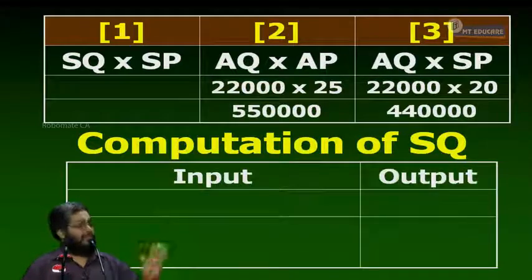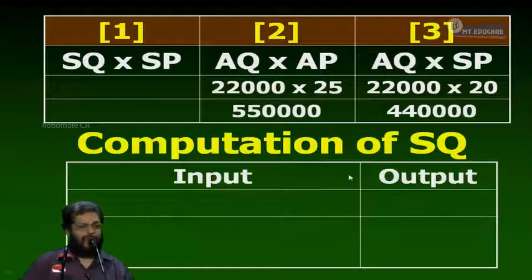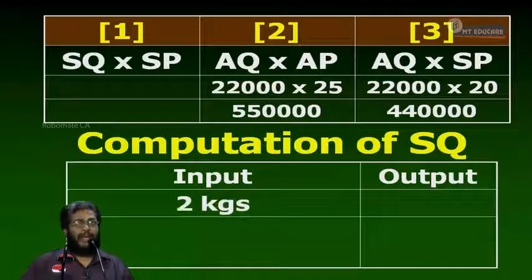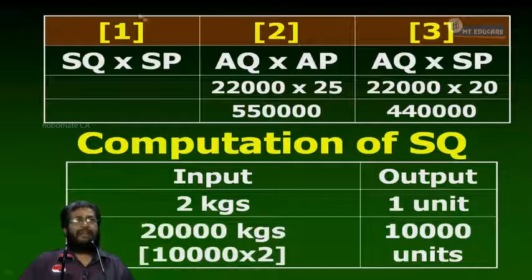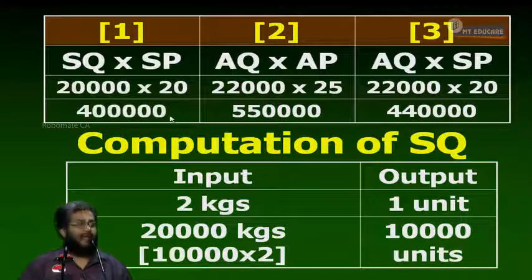Input, output. Always SQ is found using the input-output ratio. Tell me, for 1 unit of output, how many kgs of input? 2 kgs allowed for 1 unit. For 10,000 units, how many kgs allowed? 20,000 kgs. What is the first column here? 20,000 into 20 is how much? 4 lakh. Tell me the material cost variance. What is the number? 1,50,000 adverse.